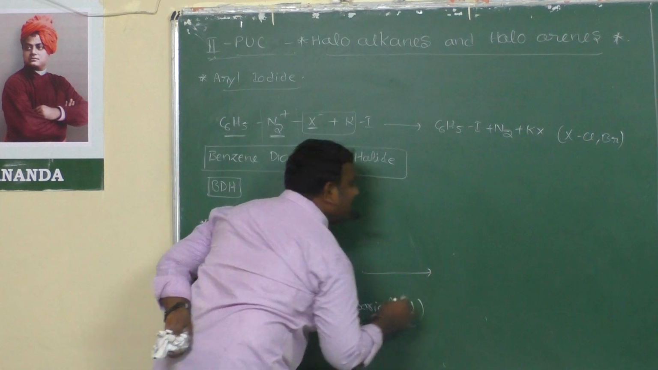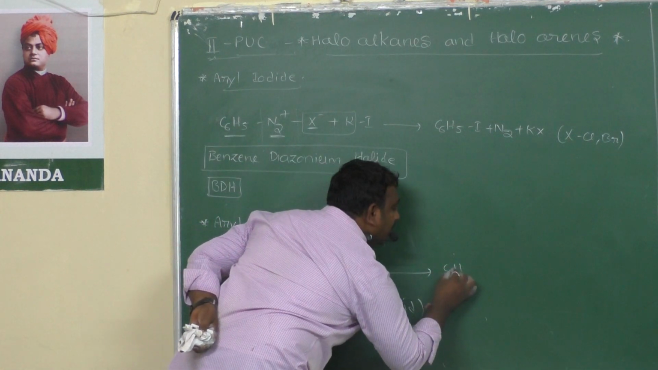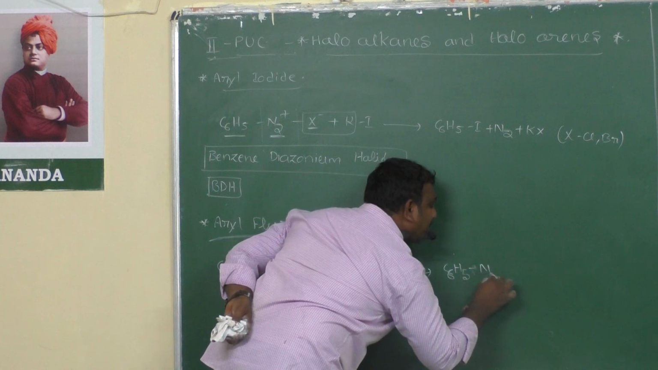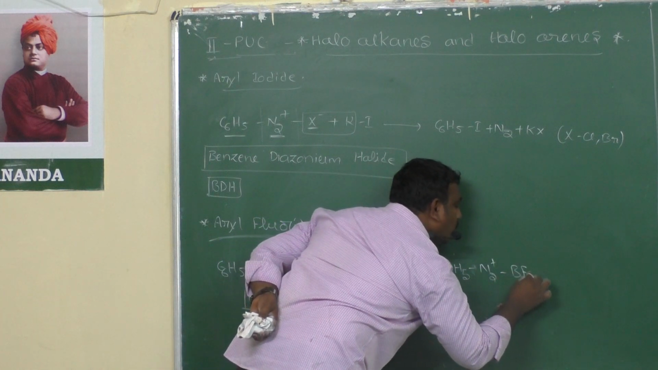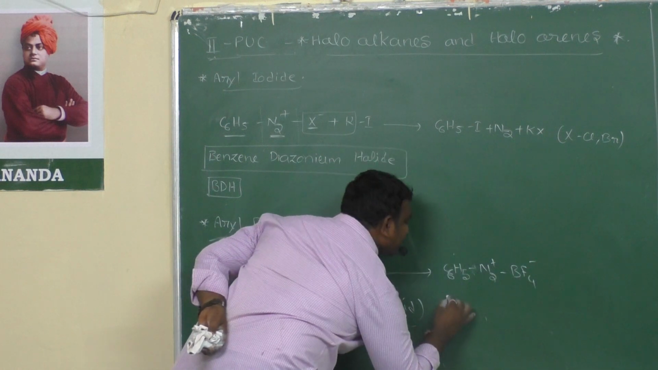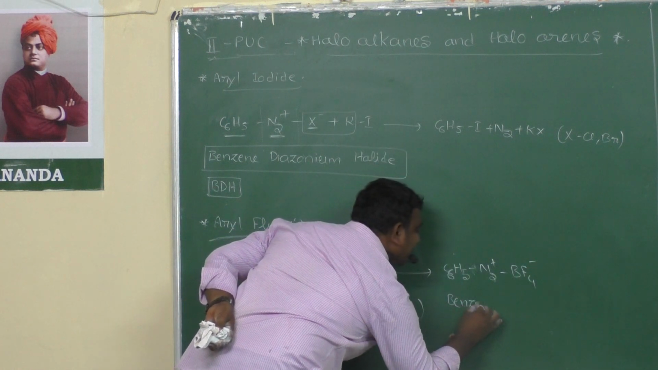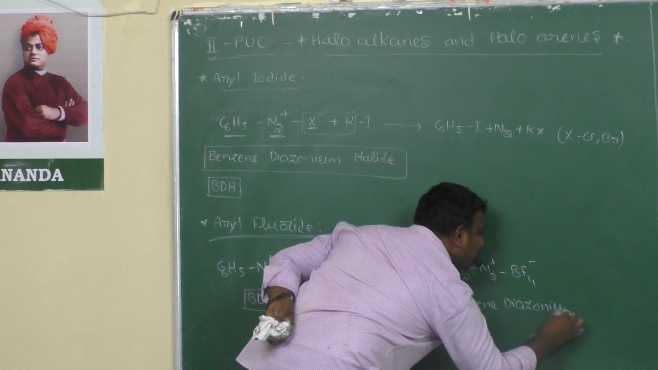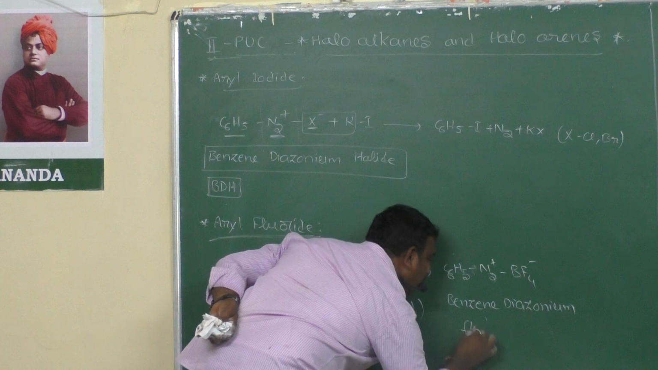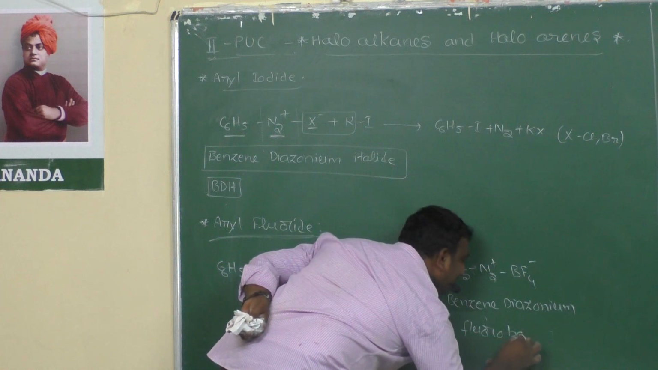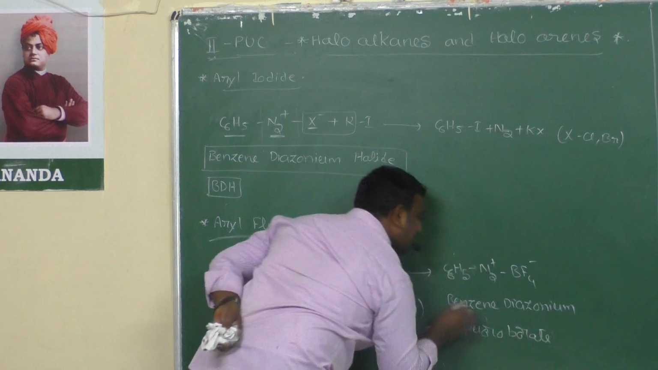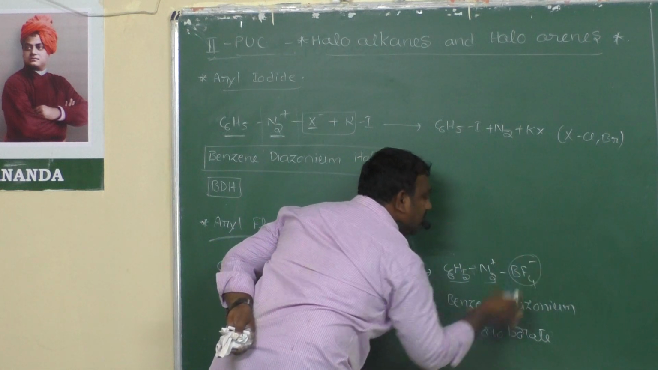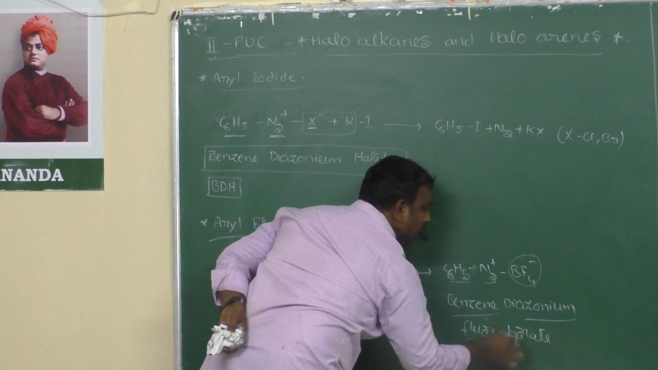Fluoroboric acid, then benzene diazonium fluoroborate is obtained. It is named as benzene diazonium fluoroborate. Benzene diazonium, this is called a fluoroborate.